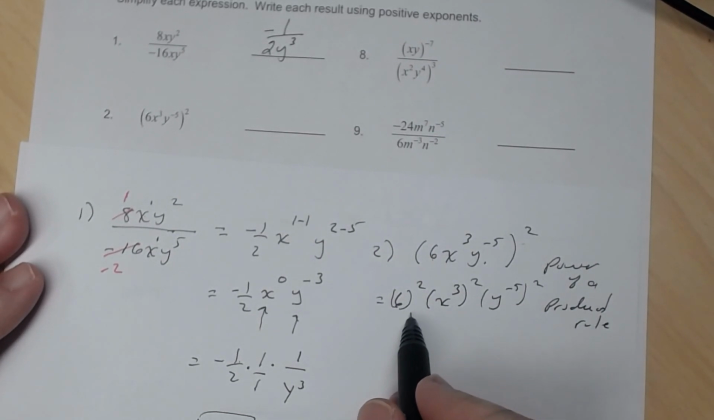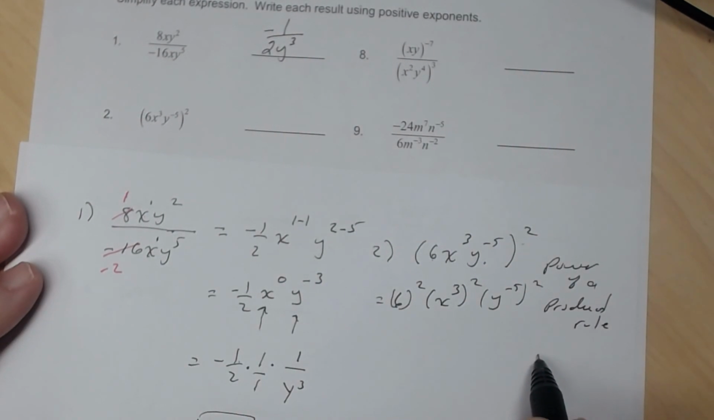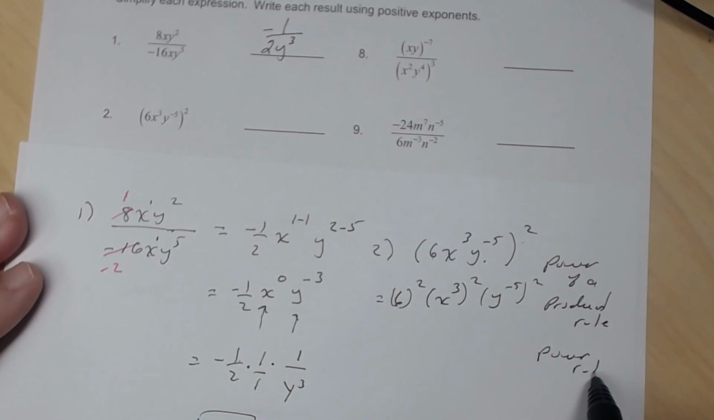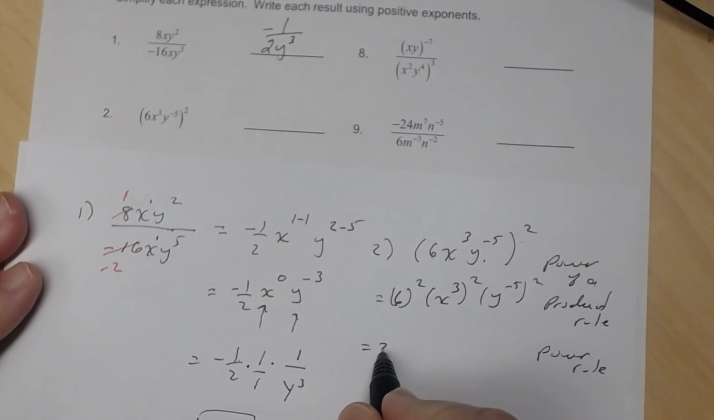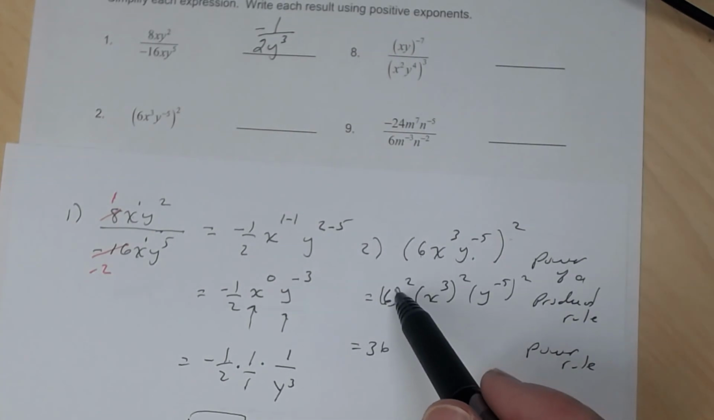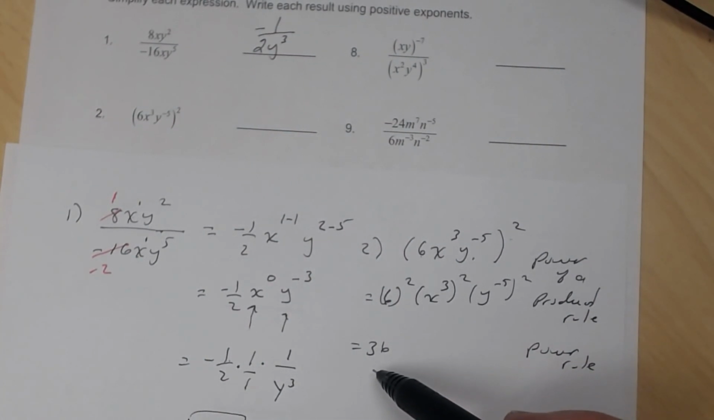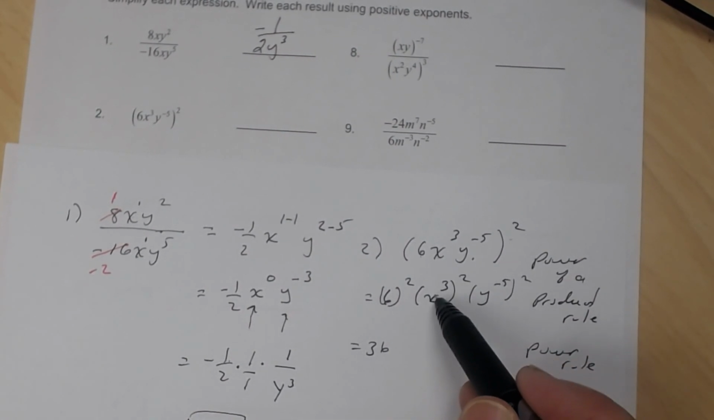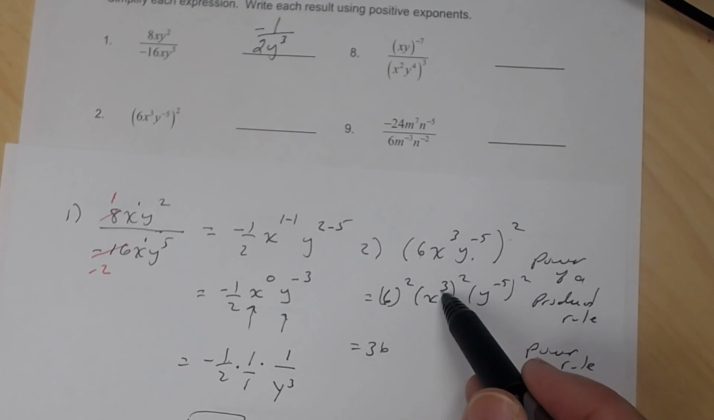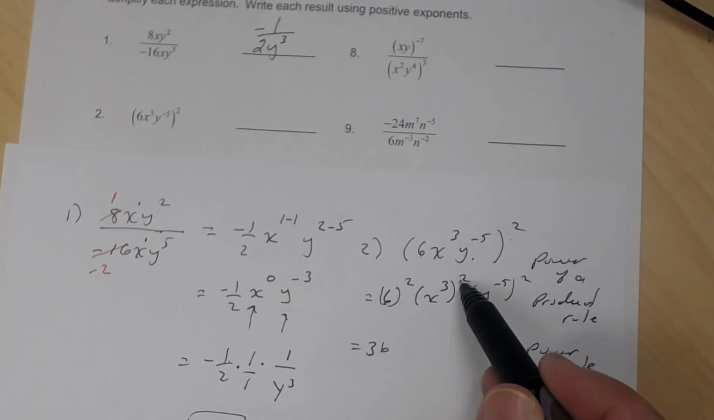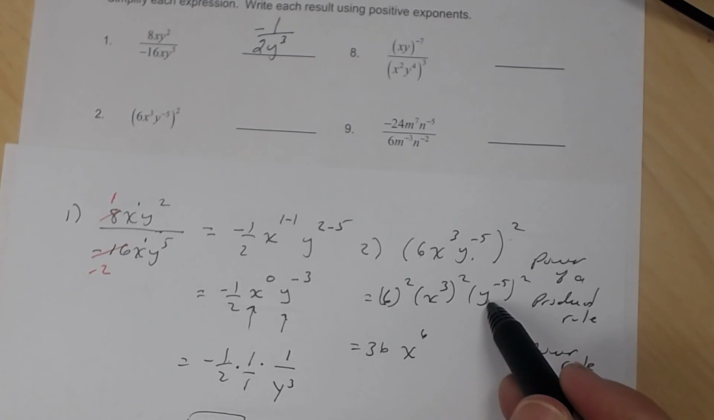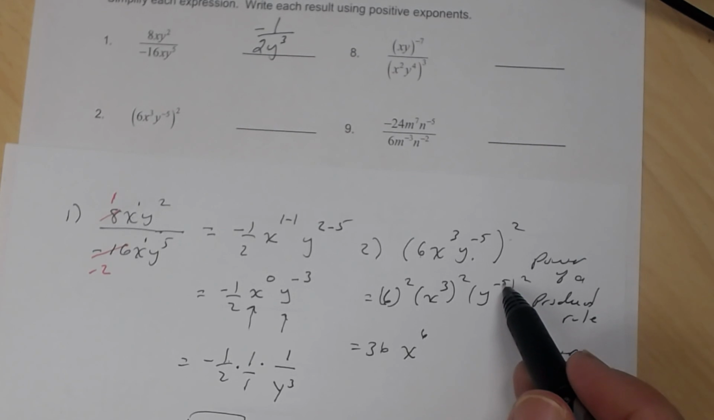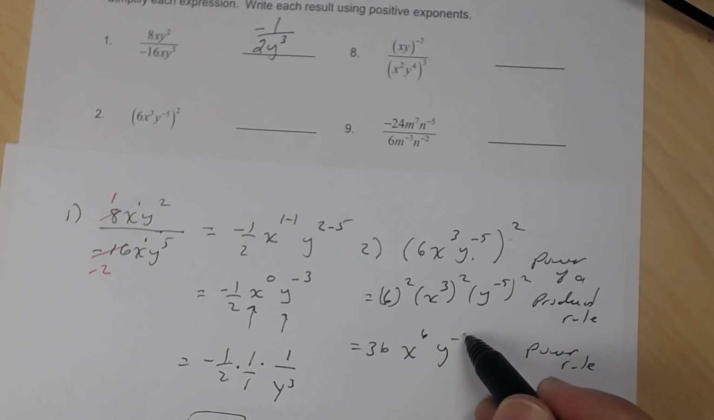Now I'm going to use the power rule. 6 to the 1st squared is 6 squared, that's 36. The coefficient is not that difficult to deal with: 6 squared means 6 times 6. Here, when using the power rule, when you have a power raised to a power, you multiply the exponents. So 3 times 2 is 6, and it becomes x to the 6th power. And here, again, power rule, you multiply exponents, so that's y to the negative 10th.